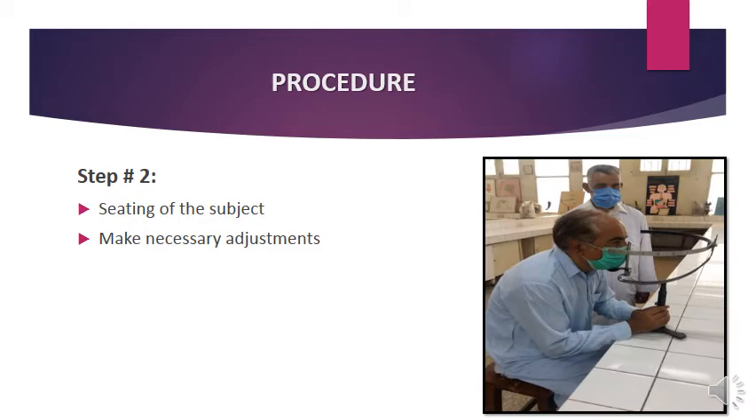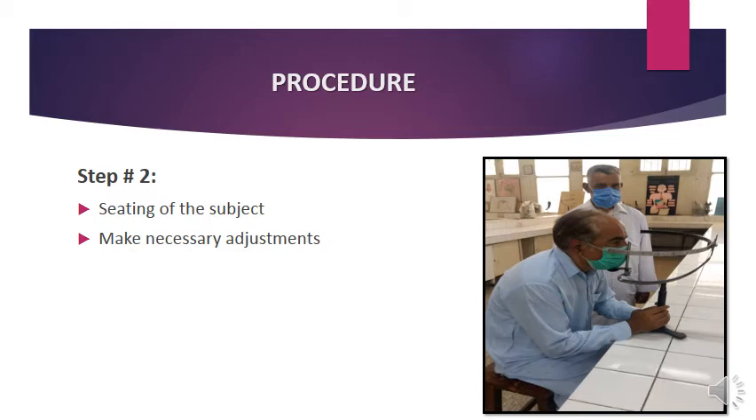The second step is that you will ask the subject to sit on a stool comfortably in such a way that the concavity of the metallic arc is facing him, and you will make necessary adjustments with the help of screws which are there in the perimeter.